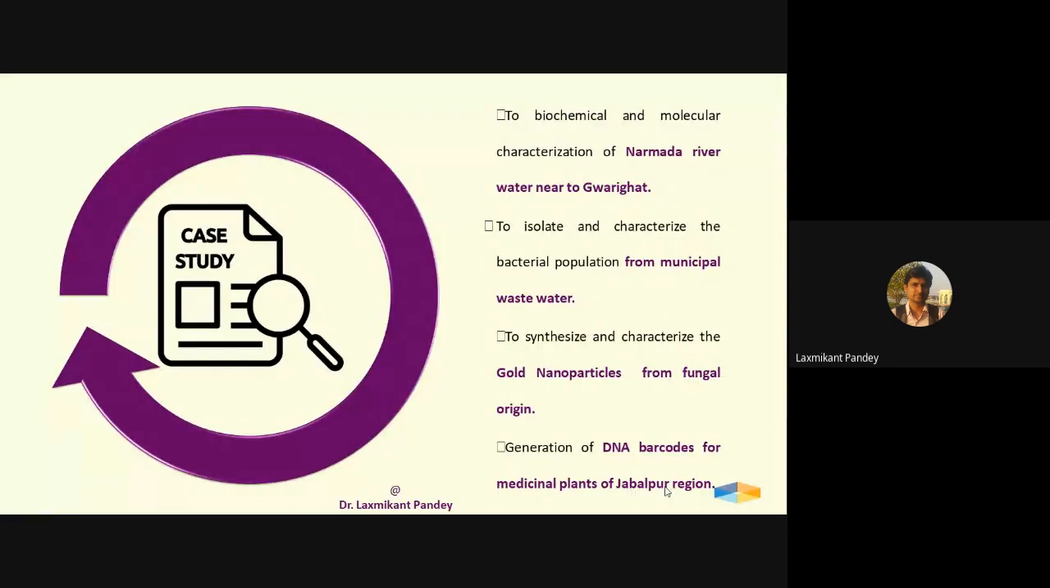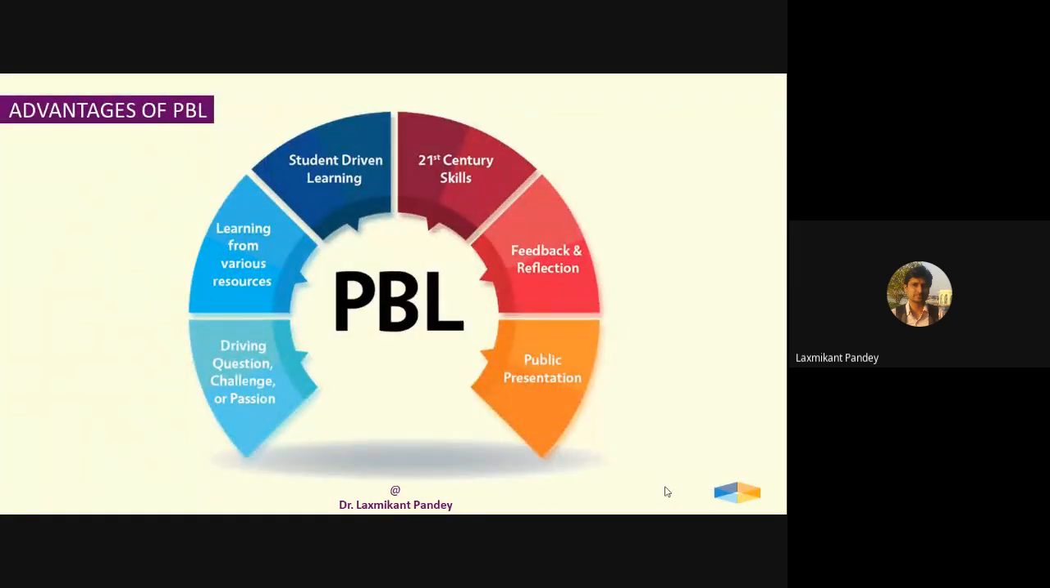Like to isolate and characterize the bacterial population from the municipal wastewater. That is a very specific problem. If I'm giving like to isolate and characterize the bacterial population from the wastewater, that is not specific. This is specific: to synthesize and characterize the gold nanoparticles from fungal origin. So these are some problems, and the reason I have mentioned them here is that the problem needs to be very specific. Specificity of the problem is very important. Then only you can create interest among the students, and students can focus on a specific solution for a specific problem.